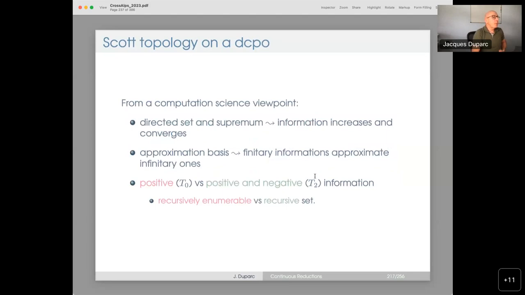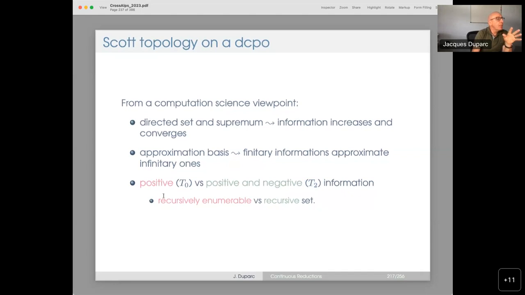So from a computer science viewpoint, directed set and supremum correspond to the fact that information increases and converges. The notion of approximation basis talks about the fact that finitary information approximates infinitary one. And the difference between positive information and positive and negative information is the difference between T0 and T2. I'll explain the notion of positive, and positive and negative information in a few minutes.